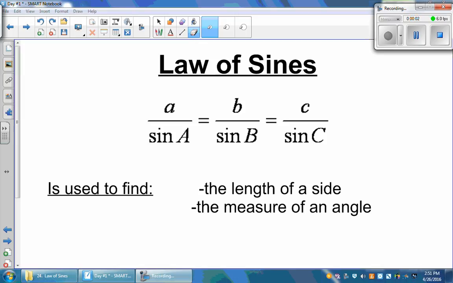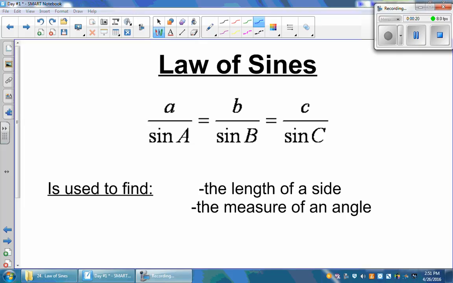This video is going to be an introduction to using the law of sines. The law of sines can do two things. It can find the length of a side, and it can find the measure of an angle. This formula is not really going to consist of all three fractions and two equal signs. It's really just going to be two equal fractions. And once we have that set up, we can cross multiply and solve what we need to.